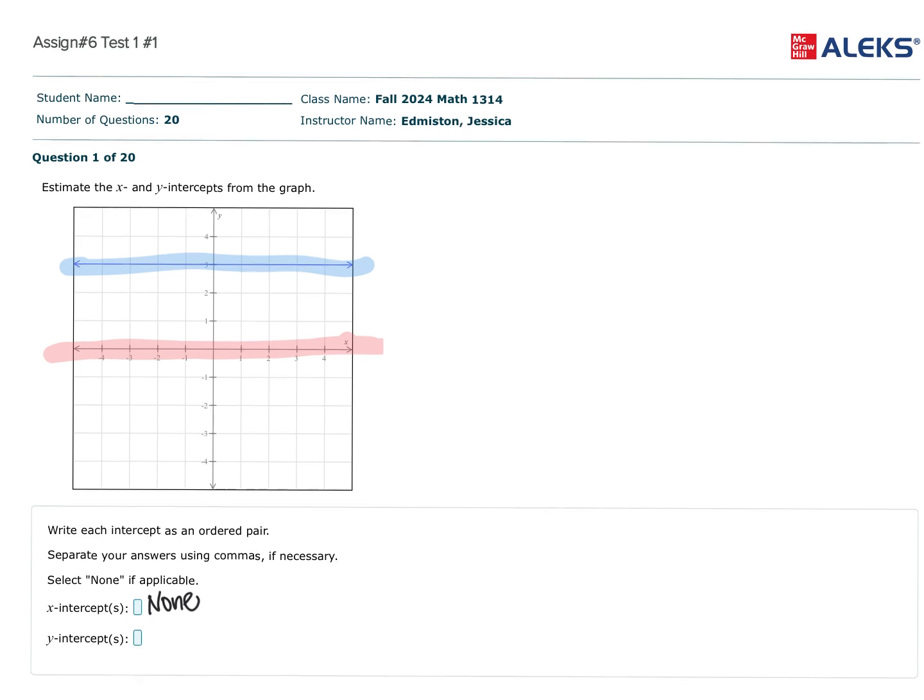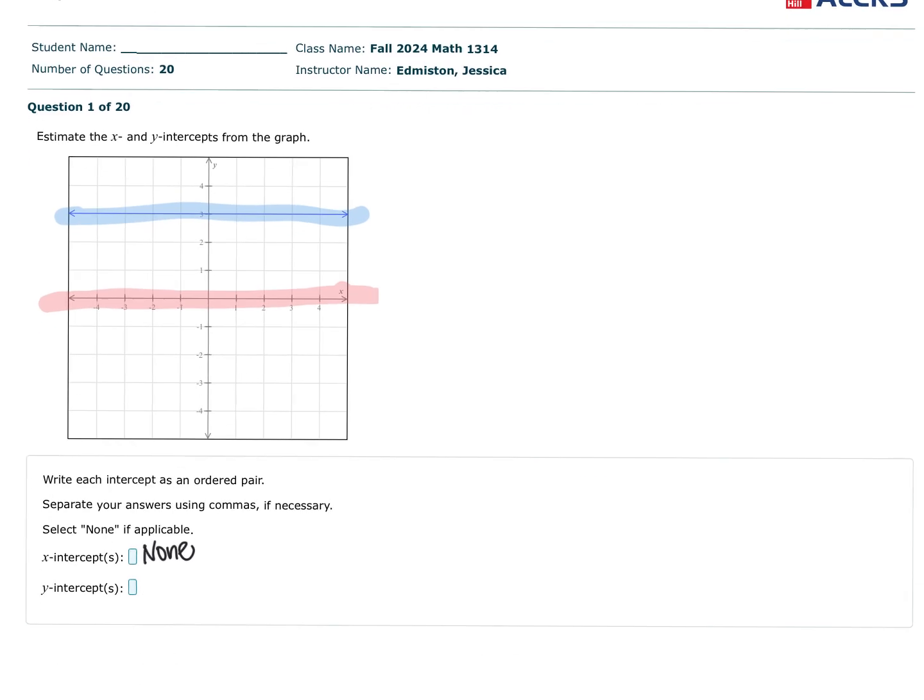And then for our y-intercept, it would be where it's touching the y-axis, which I'm going to highlight in green for you. So we're really looking at where the blue and the green intersect, and that would be right there. And that ordered pair, which is asking you to write it as an ordered pair, would be 0, 3.